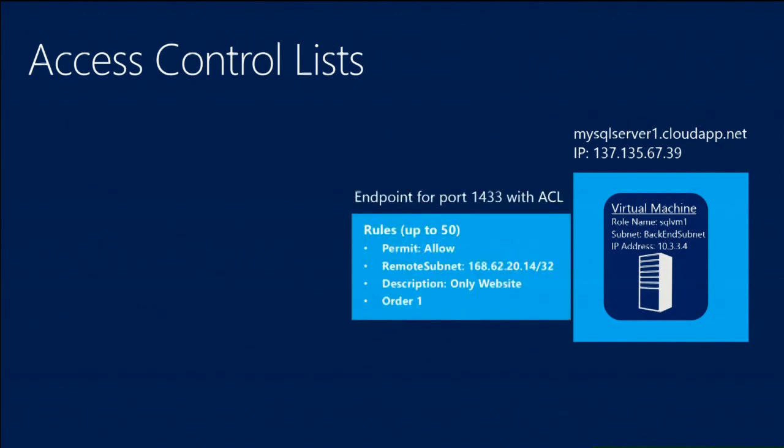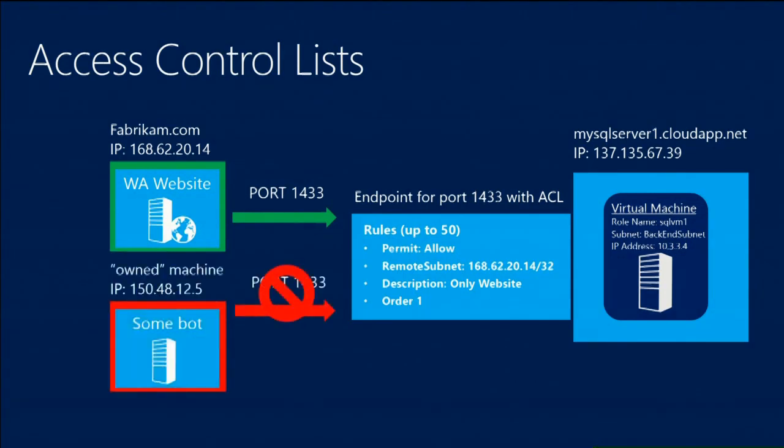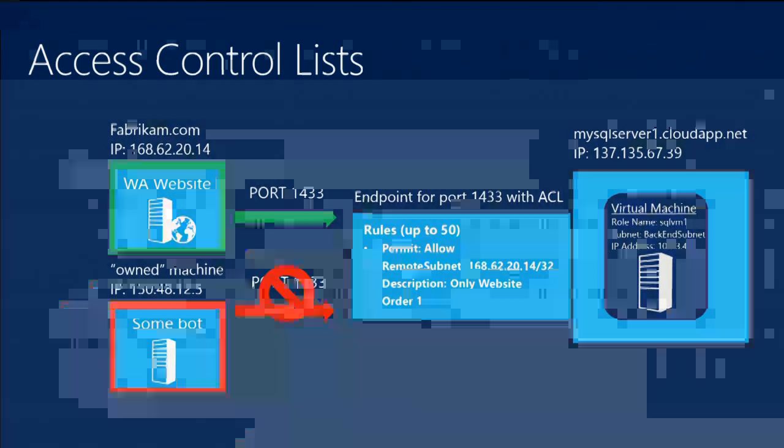So what an access control list does is allow you to put a rule or a set of rules, up to 50 rules, on a single endpoint that can tell you whether you can let a certain machine IP in, a certain network range, whatever, and you give it a description. It's firewall rules for your virtual machine. So what that allows you to do is, fabricam.com, you let them in on that range, they're all happy, but the guy that's trying to guess your SA password, he's booted out. He's not even going to have access to it.